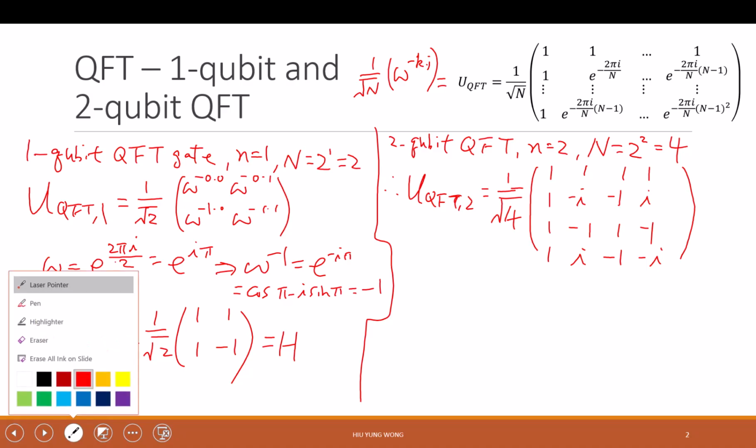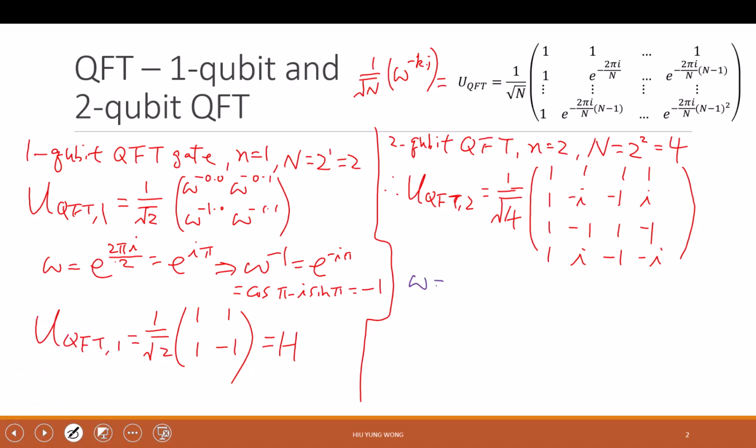Okay, so let's look at what is omega in this case. Omega in this case is e to the power what? Can someone tell me? 2 pi i over 4 instead of over 2, right? And what is this? This is e to the power i pi over 2. So it is cosine pi over 2 plus i sine pi over 2. And what is this? I, right? This is equal to i, because cosine pi over 2 is 0.